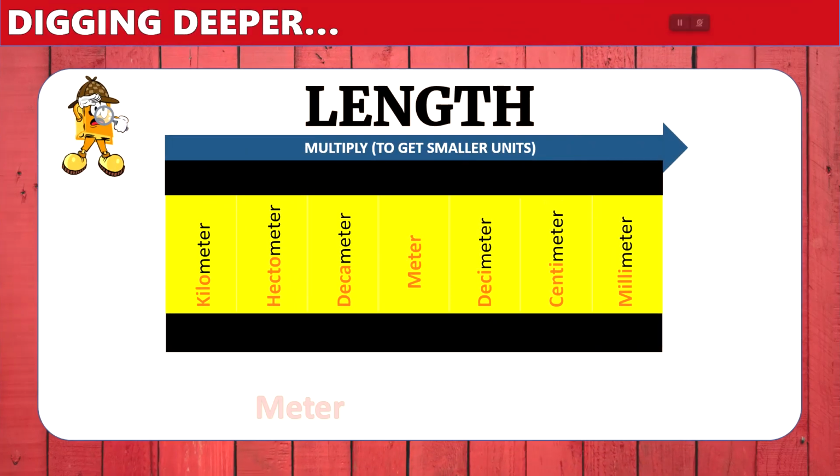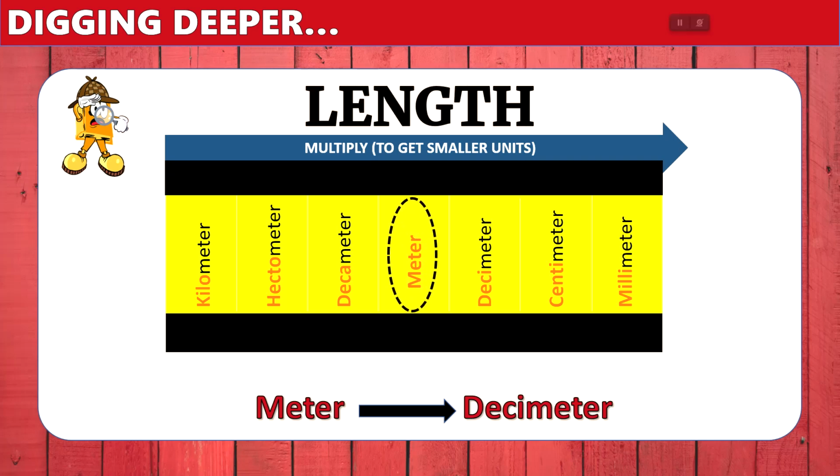And let's dig a little deeper now. If we wanted to convert meters into decimeters, we have to first determine where we start and where we're going to end up. In this case, we're going to start with meters and we're going to end with decimeters. So we locate meters, here's the meter, and we want to convert that into decimeters. Where is decimeters? Well, it's one place to the right. And so to get from meters to decimeters is one step. That means we multiply by 10.